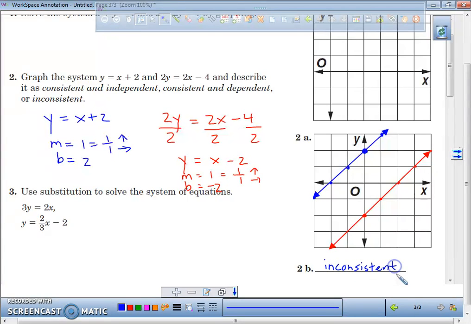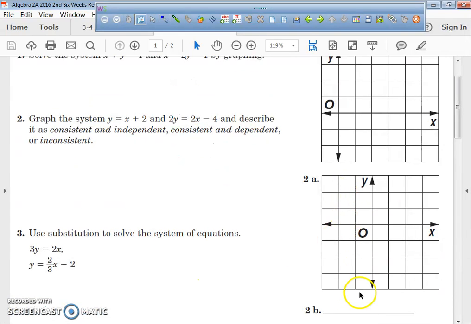All right? Inconsistent. Now, what do we call two lines that intersect? We call those consistent and independent. What do we call the same line twice? Consistent and dependent. Here you have one solution. Here you have infinitely many. Like all their answers are right. That's the same line twice. Okay? All right. We still have some time.